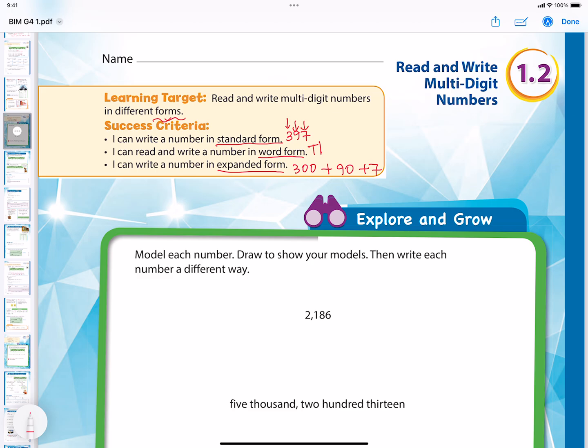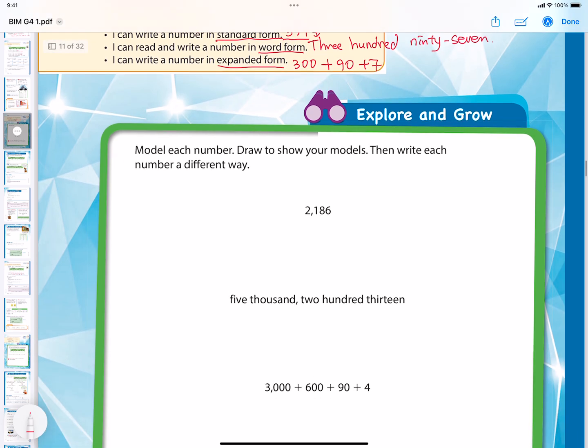And word form is what? 397. This is word form. So how do you read this standard number, 397? You just write it out. That's what we call word form. It's not hard, and we learned this last year already. So this is kind of a review. Please remember, it's nothing new. All right, so let's move on.